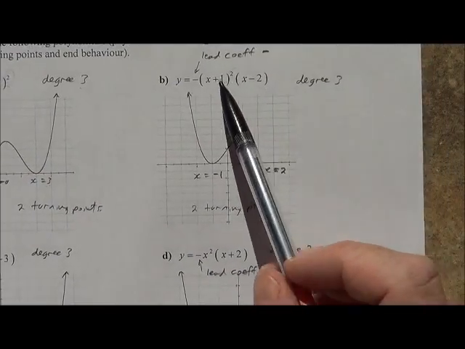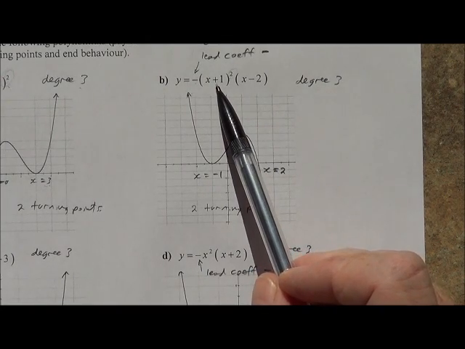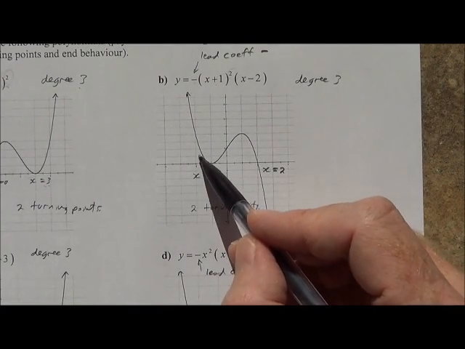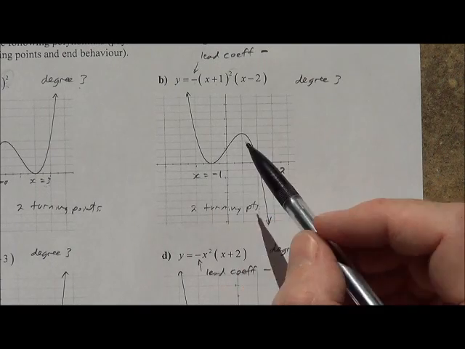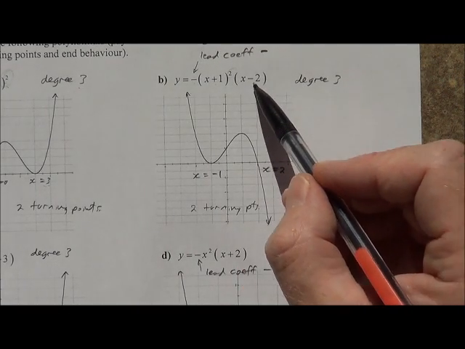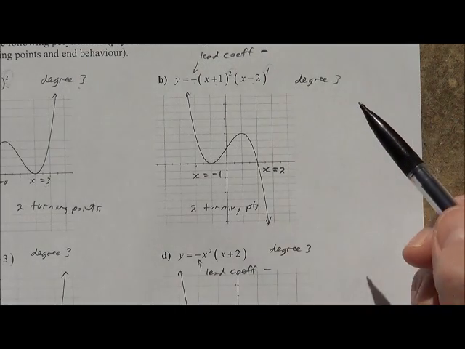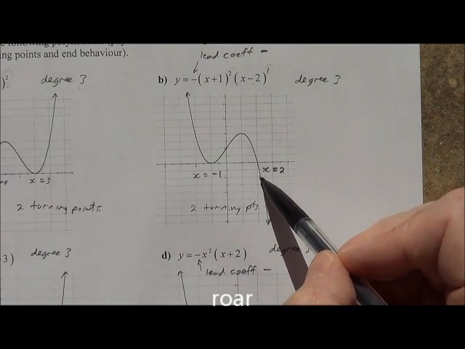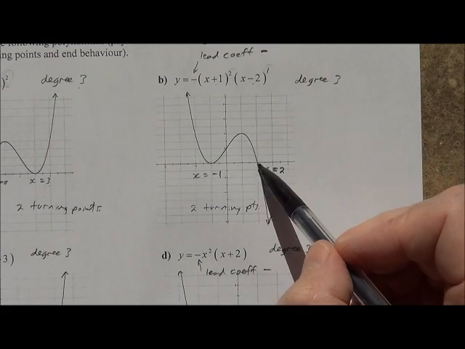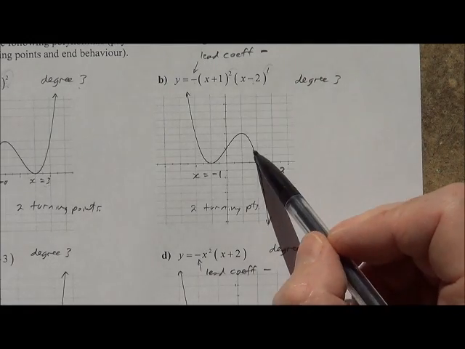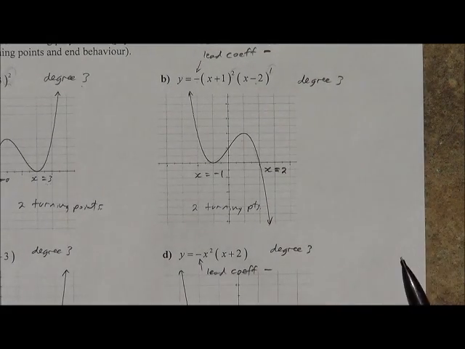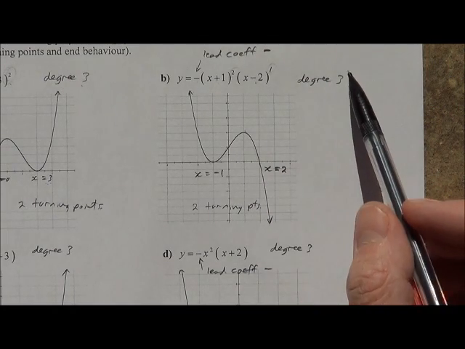Same kind of thing here. We've got a quadratic root at x equals negative 1, because it just bounces off the x-axis. And we have a linear root at x equals 2, because the degree here is just 1. Okay, so that part of the graph just looks like a line that cuts through the x-axis, so that's called a linear root. And again, 1, 2 turning points with degree 3.